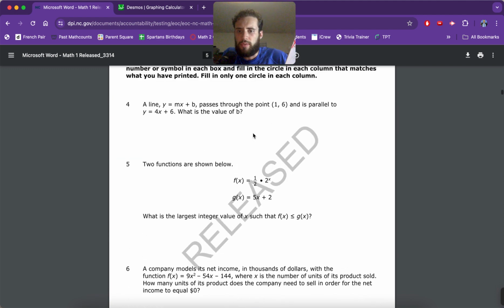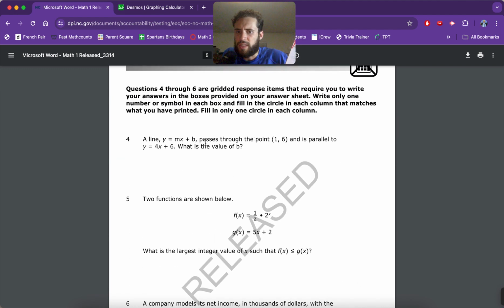All right, then we've got 4. A line y equals mx plus b passes through the point 1 comma 6 and is parallel to y equals 4x plus 6. What is the value of b? So they love these questions. Either they'll have it parallel or perpendicular to another line that tells you what the slope is. And then it passes through a point. So you can plug that in algebraically or do it graphically.